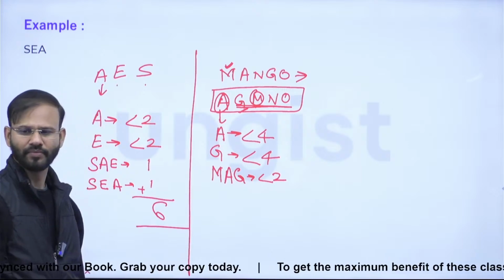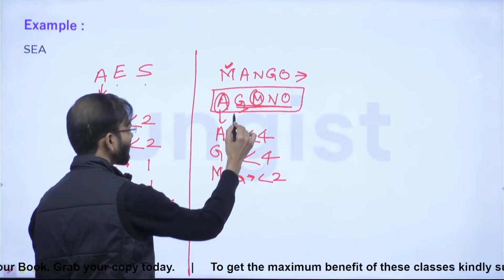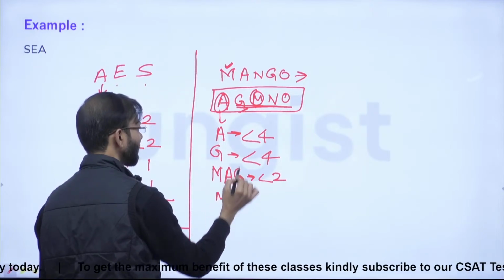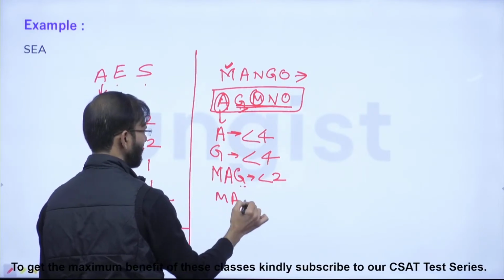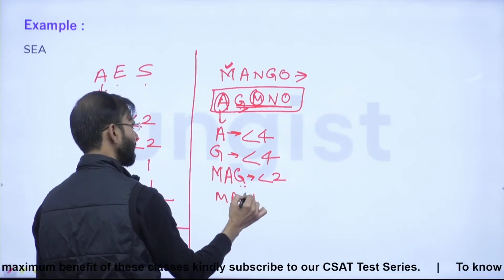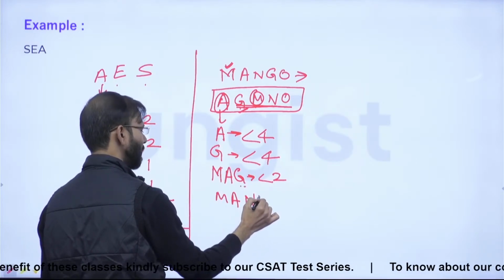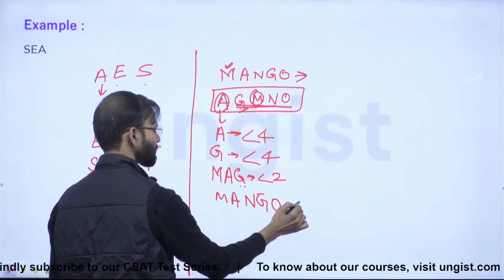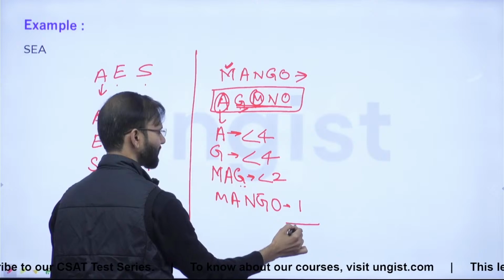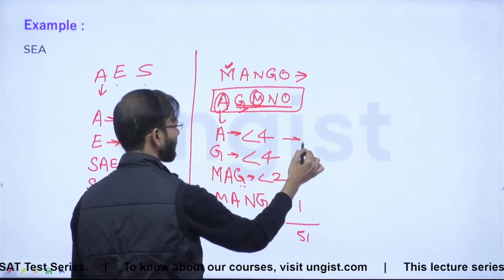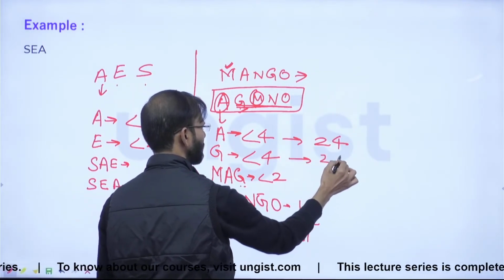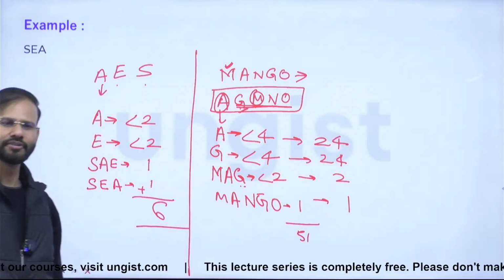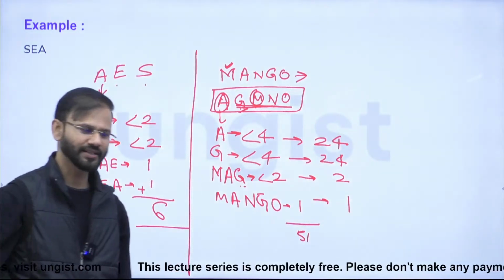Correct? But now G is not needed. So MA, other than G you have N. Right? After N you have what? What will come here? G and then O. So this is one more. Guys, what is the answer? The answer is 51, I suppose. Right? 24, 24, 2 and 1. The answer is 51. Got the 51? Okay, that's great.